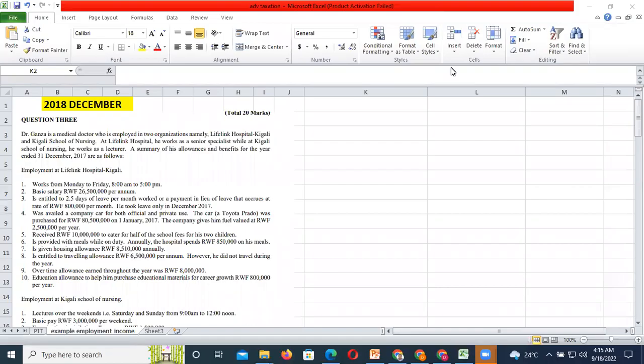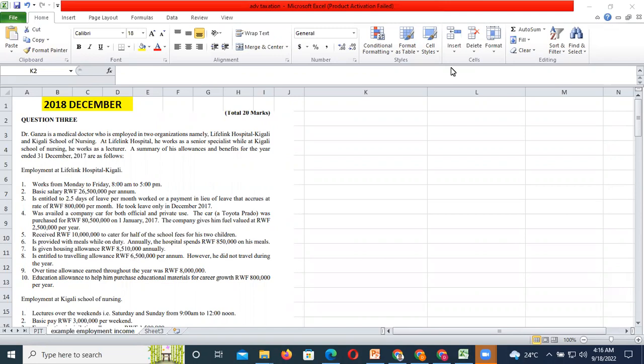So we need now to compute the tax for the first employer and then the tax for the second employer. Now, if you look at our first employer, the information we have: a basic salary of 26 million per year. We have a leave pay, of 2.5 days leave per month worked or payment in lieu that accrues at a rate of 800 per month. He took a leave only in December.